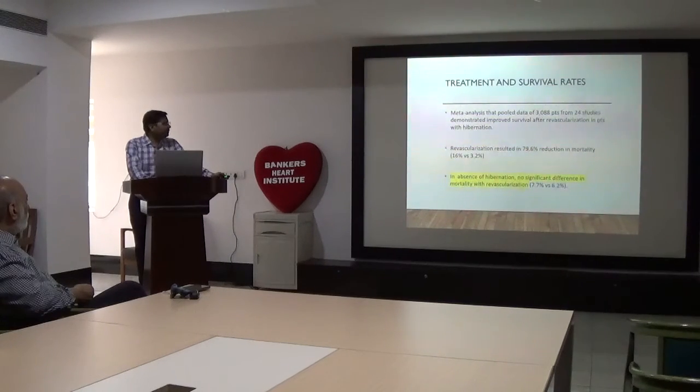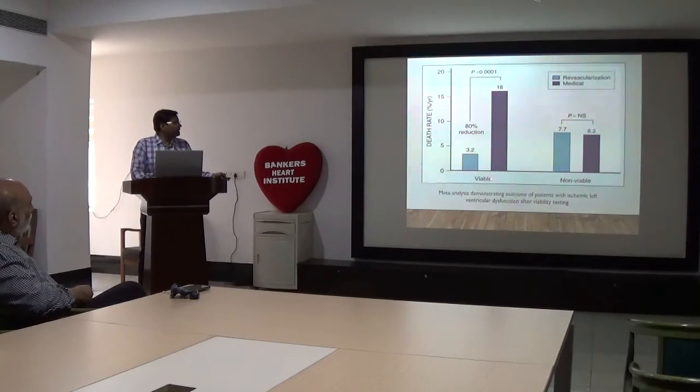The treatment and the survival rate. In absence of hibernation, there is no significant difference in mortality with revascularization. Revascularization results in a 79% reduction in mortality if there is viable or hibernating myocardium, compared to non-viable myocardial tissue, which is 16% and 3.2%.